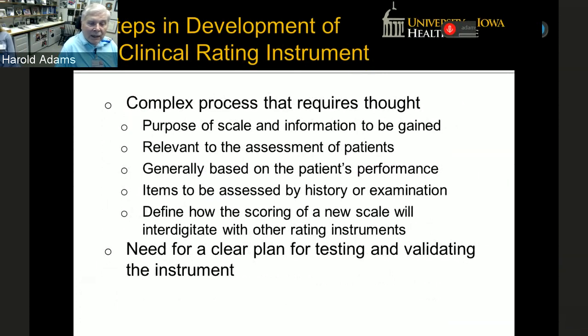Generally, a clinical rating scale is based on the patient's performance, and it may include both history and examination. For example, the modified Rankin Scale is largely determined by history, while the NIH Stroke Scale is by examination. We need to define how the scoring of the new scale will interdigitate with other rating instruments. In short, there needs to be a clear plan for testing and validating the instrument that will be used.